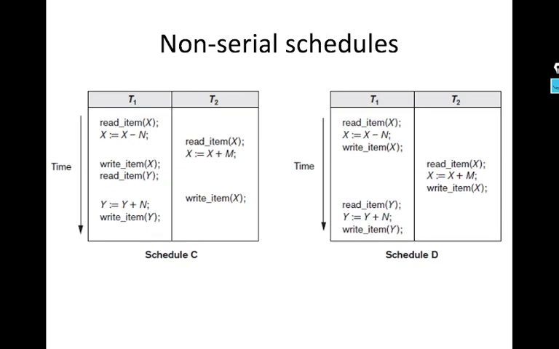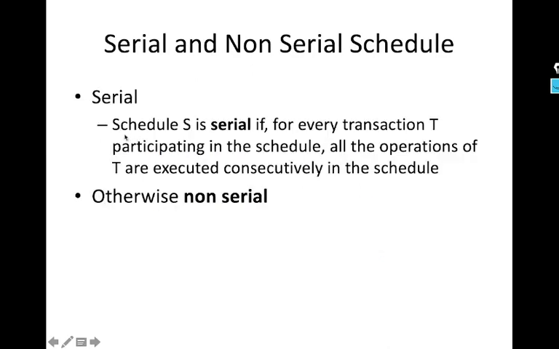All other schedules are called non-serial schedules, because if there is interleaving of operations, they are known as non-serial schedules. This is non-serial because there is interleaving of operations here. Here also there is interleaving of operations. So these are known as non-serial schedules. Formally, a serial schedule is a schedule in which, for every transaction T participating in the schedule, all the operations of T are executed consecutively. Otherwise, they are non-serial schedules.